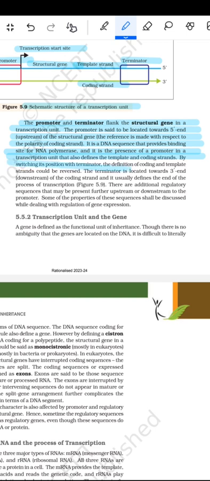By switching its position with the terminator, the definition of the coding and the template strands could be reversed. The terminator is located towards the 3' downstream of the coding strand, and it usually defines the end of the process of transcription. There are additional regulatory sequences that may be present further upstream or downstream to the promoter. Some of the properties of these sequences shall be discussed while dealing with the regulation of gene expression.